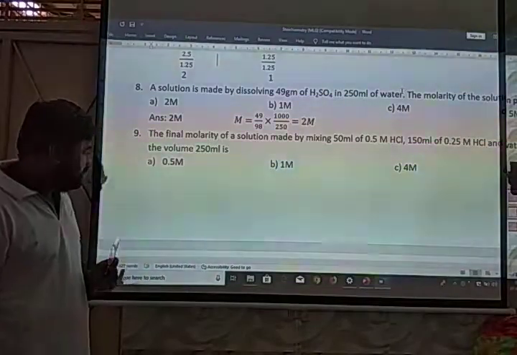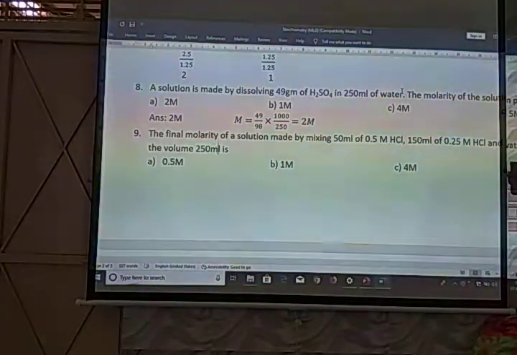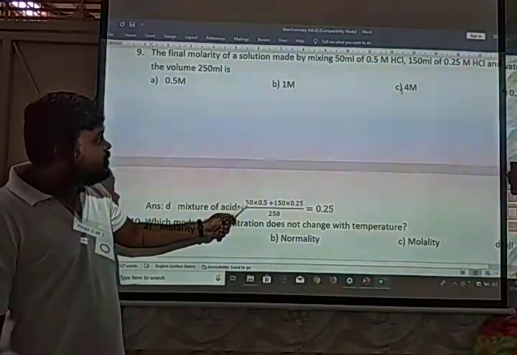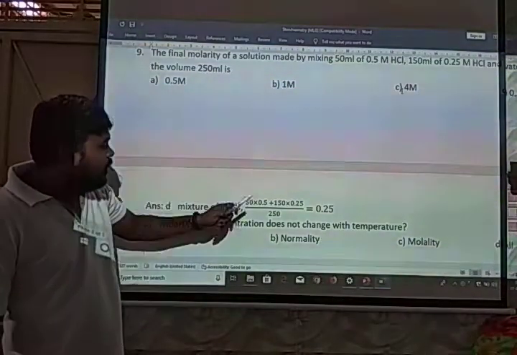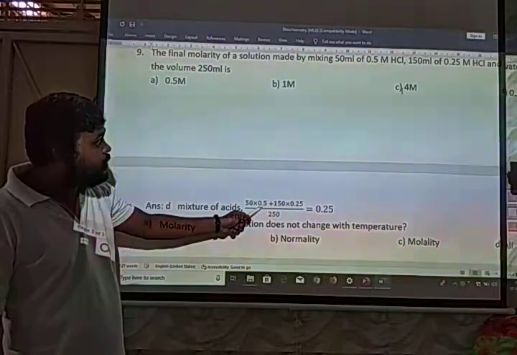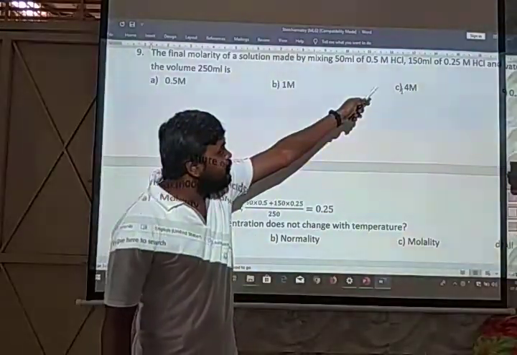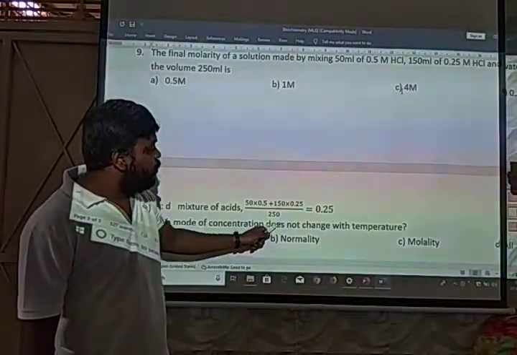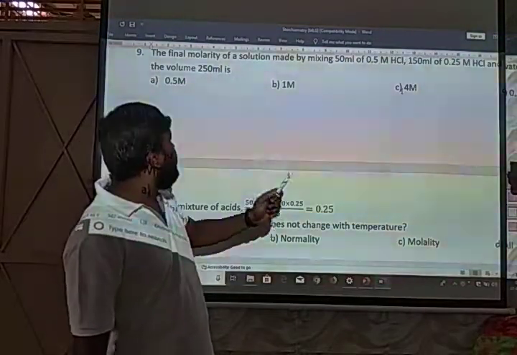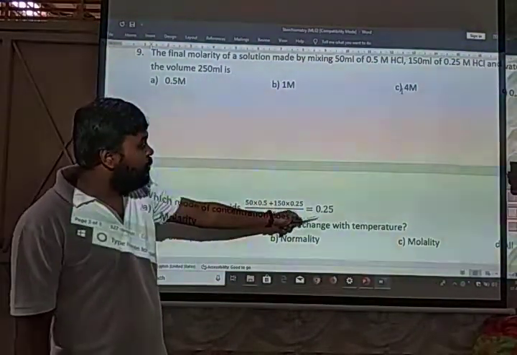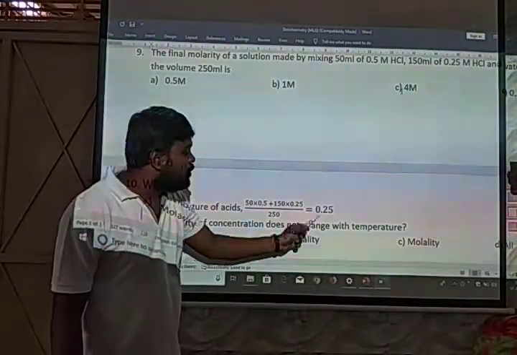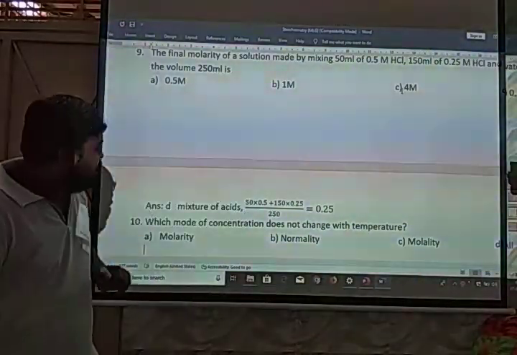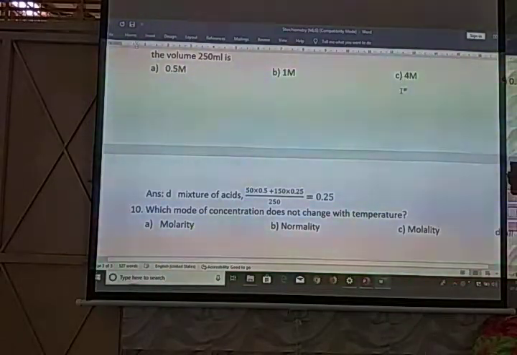So if you substitute, molarity of the mixture equals: the first solution is 50 ml of 0.5 molar, so V1 is 50, M1 is 0.5, plus the second solution is 150 ml of 0.25 molar, V2 is 150, M2 is 0.25, divided by the total volume of the solution, 250 ml. So you will be getting the answer 0.25. So the option here is D. Sorry, that option is there far away. Okay, no problem. So next is the last one.